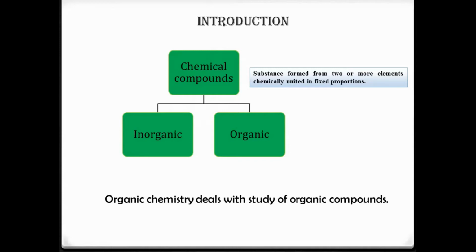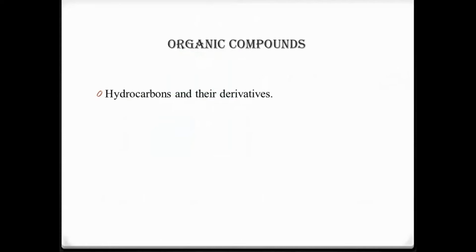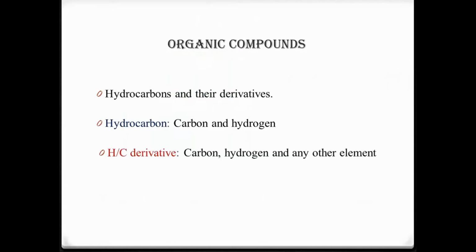Focusing on organic compounds, organic chemistry is the branch that deals with organic compounds. What are organic compounds? These are hydrocarbons and their derivatives. Hydrocarbons have carbon and hydrogen in their structures, whereas hydrocarbon derivatives have other elements as well in addition to carbon and hydrogen. Let's take an example. Here we have two different compounds. One is CH4, and it is a hydrocarbon because it is made of carbon and hydrogen. The other is CHCl3, chloroform, a hydrocarbon derivative, because in addition to carbon and hydrogen it has chlorine as well. Both are called organic compounds.